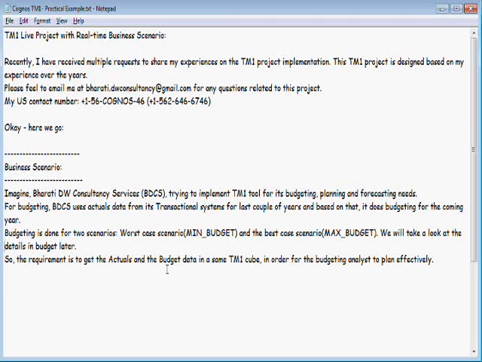Our requirement is to get both the data sets, the actual data set coming in from the transactional systems, from a database, from a DAT file, from any sources, and the budget data is captured in a CSV or an Excel file which has the minimum budget and the maximum budget in one single cube. This would help the BDCS to budget its current year effectively based on the actuals of last 2 years and minimum and maximum budgets.